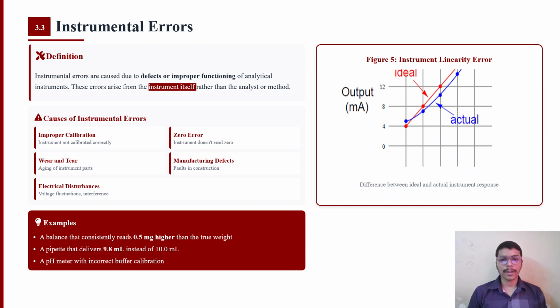pH meter calibration. Now coming to figure 5, instrument linearity error. This figure compares the ideal instrument response with the actual response. The deviation between them represents instrument linearity error.